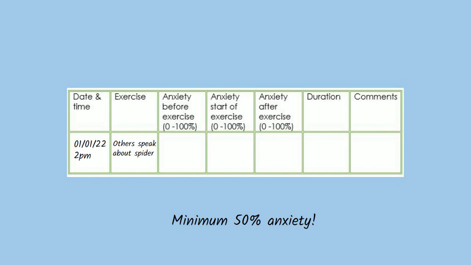In this case, you might remember that the patient rated seeing images of spiders at 40% and then hearing other people speak about spiders at 50%. Keeping the previously mentioned rule in mind, we wouldn't start with the images exercise as it doesn't produce at least 50% anxiety. In this case, we would start with the activity at 50% anxiety, which was hearing other people speak about spiders. The patient then writes their chosen exercise and before anxiety rating into the worksheet.